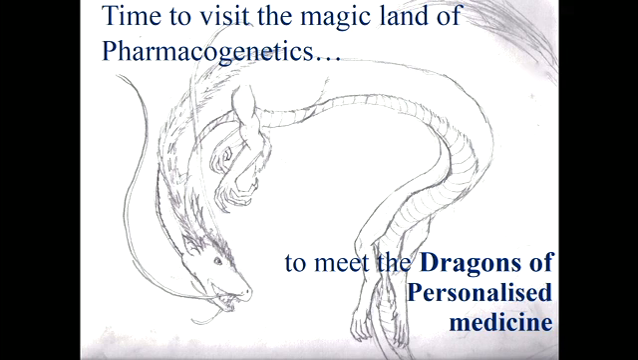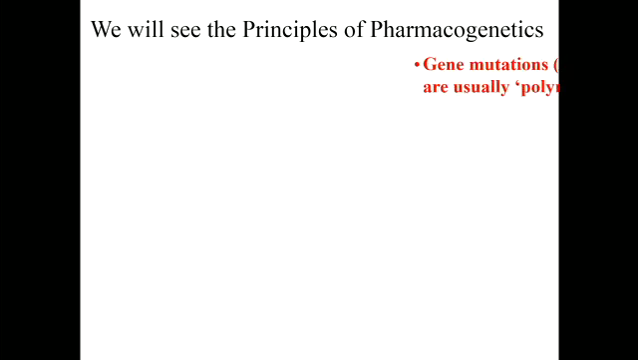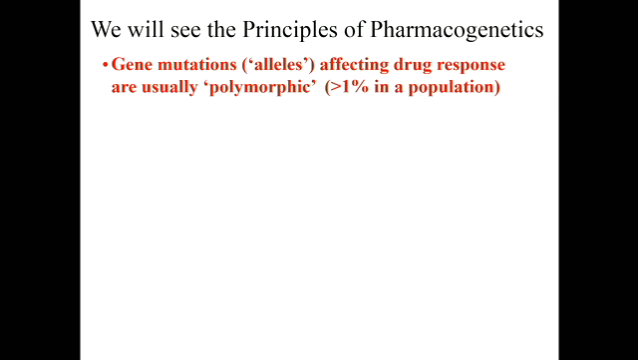So first of all, we're going to have a look at thiopurine drugs, and in the process of looking at that, we'll have to revisit the magical world of pharmacogenetics, which hopefully you've come across at some stage, or personalised medicine. And so we'll be looking at that and the problems that occur in pharmacogenetics. So we'll be looking at some of the principles of pharmacogenetics.